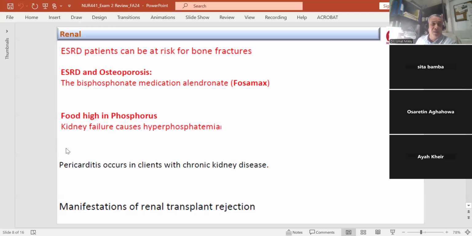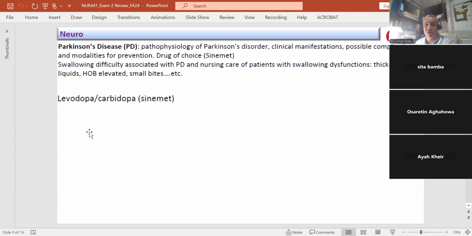And lastly, in renal, would be the manifestations of renal transplant rejection. When the patient experiences transplant rejection of the kidneys, what are some of the manifestations? Like urine output, temperature, and others. So read about these things. Yes, one of them is oliguria. Oliguria, another one.